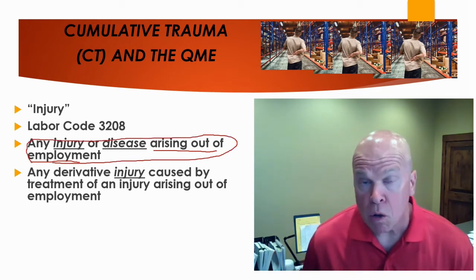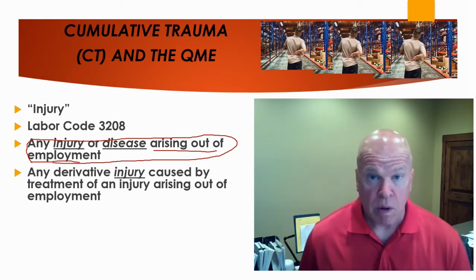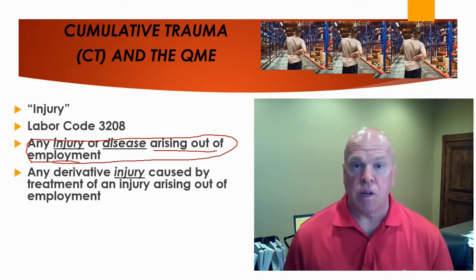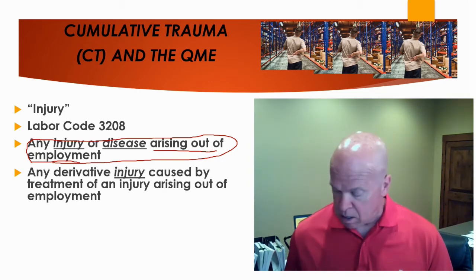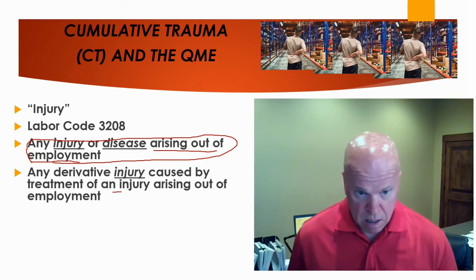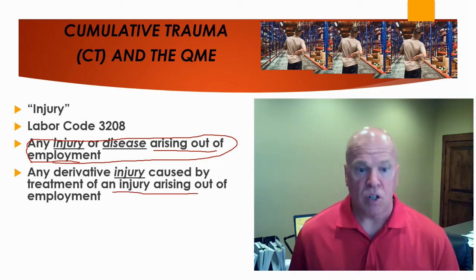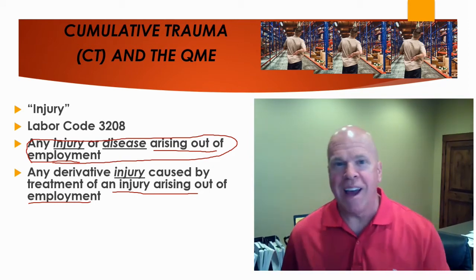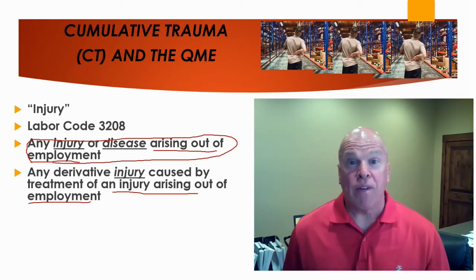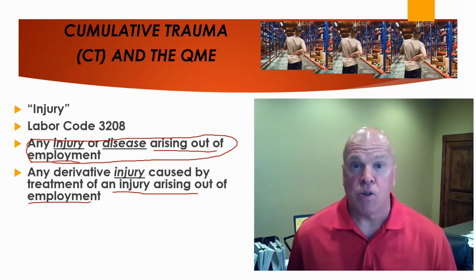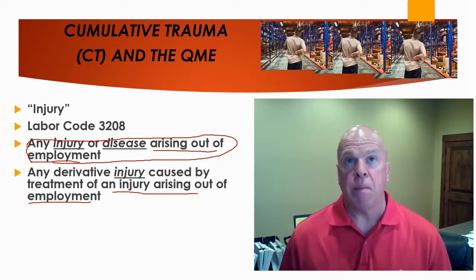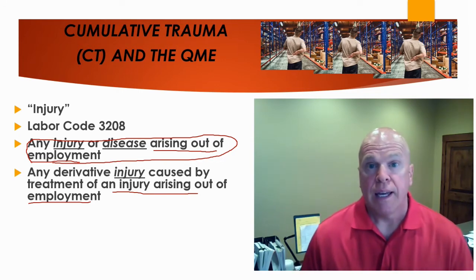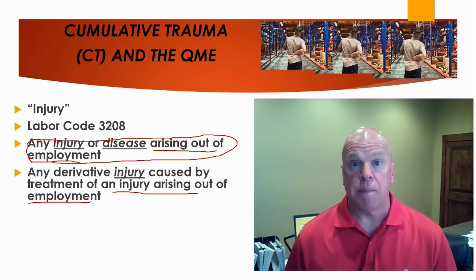Now, also, any derivative injury caused by treatment of an injury arising out of employment. In other words, here's the initial injury. This is from this definition above, an injury arising out of employment. If an employee suffers a derivative injury caused by the treatment for that injury, that qualifies as an injury under Labor Code 3208. So, for example, I had an injured worker who was claiming an injury to the lumbar spine. He had an injury to the lumbar spine. It was an accepted case.